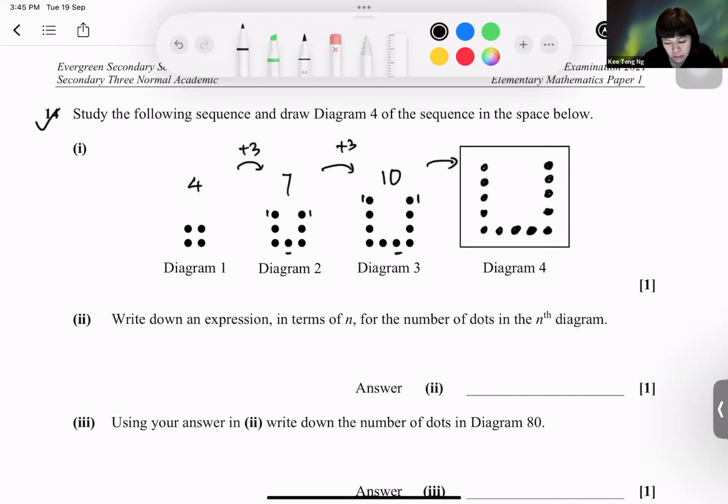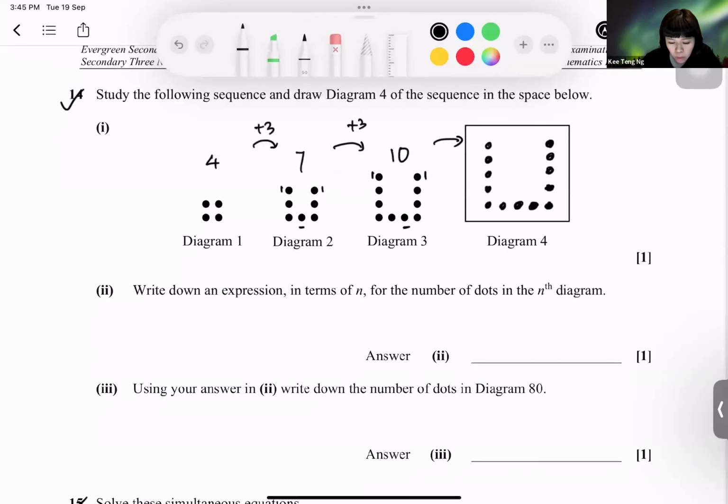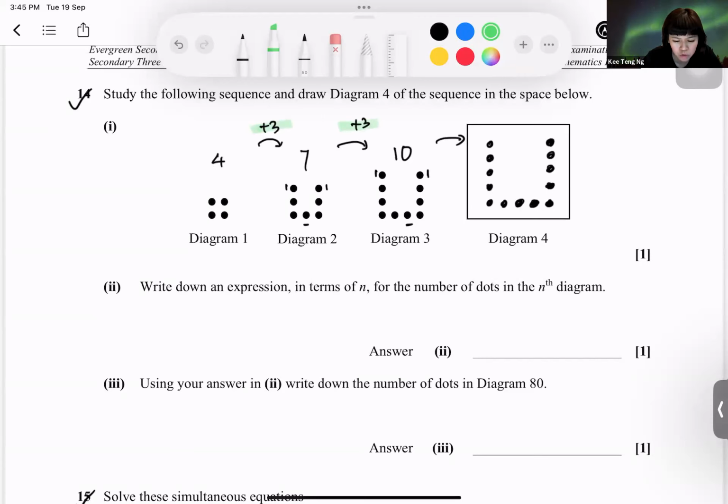Write down an expression in terms of n for the number of dots. What do you notice? You notice this is plus 3, plus 3, plus 3. So in this case, my number pattern will be plus 3n, right? And I need to find the term. What number plus 3 can give me 4? What number plus 3 can give me 4? Oh, the first term, the term 0 over here is 1. So this one is actually 1 plus 3n. Right? So if it's minus 2, minus 2, minus 2, then there'll be minus 2n. Then you find your first term.